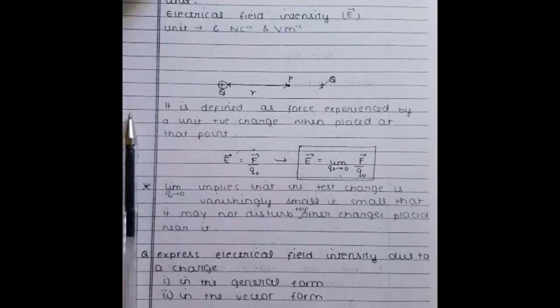So here, due to the positive charge, it is shown that the electrical field is going away, and due to the negative charge it is showing that the electrical field is coming towards it.